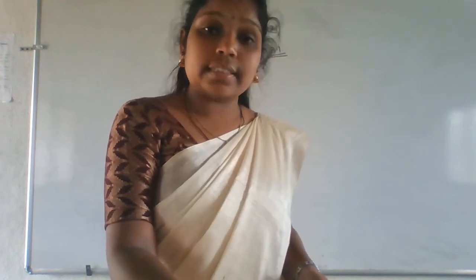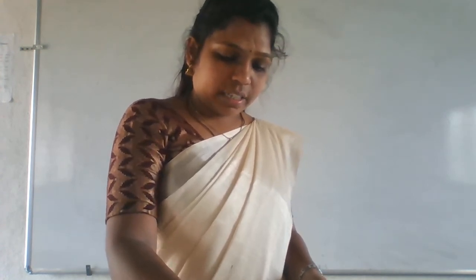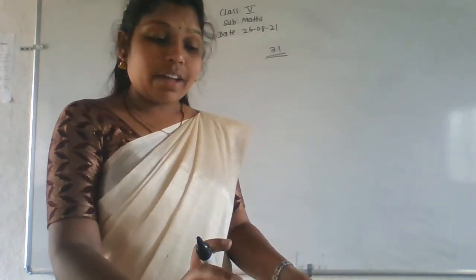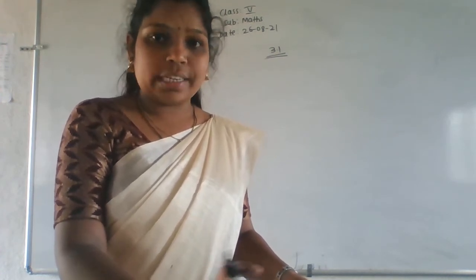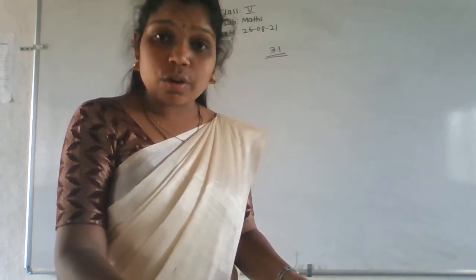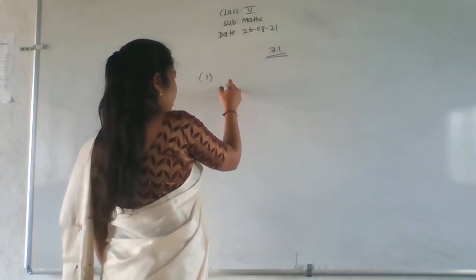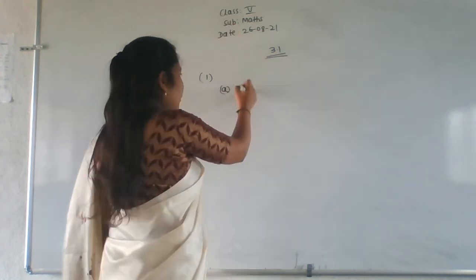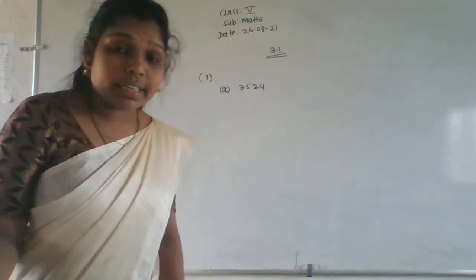Color those numbers that are divisible by 4, in a purple color. Okay, they told us to color the numbers, but don't color. Just write whether it is divisible by 4 or not. You are in 5th standard, don't do the coloring now. So first one, 3.1, first one, A1. What is the number they gave here? 3524.